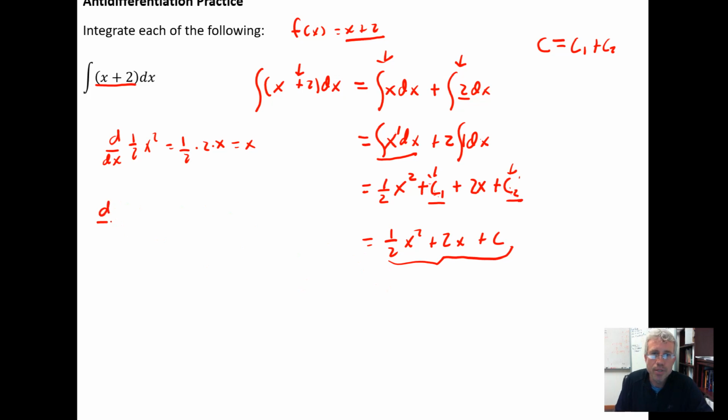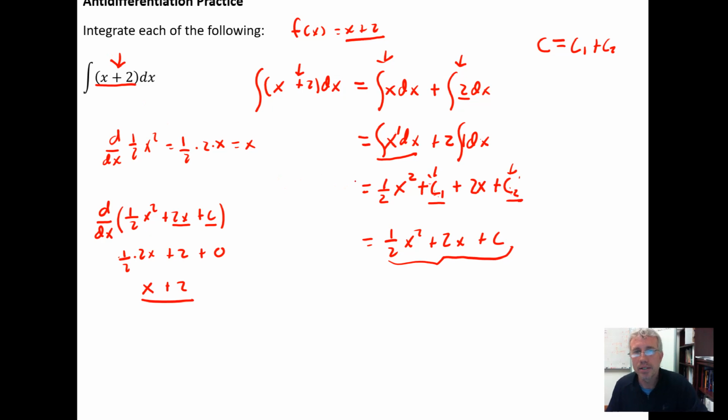So if we did that, we would be taking d dx of, if we wanted to check our work, 1/2 x squared plus 2x plus c. And we know that we're able to differentiate them individually, so we would get 1/2 times 2x from there, plus the derivative of 2x is 2, plus the derivative of a constant is 0. A half of 2 is 1, so we get 1x plus 2 plus 0 is just 2. And there's the original function back. There's integration and differentiation acting as inverse operations in some sense.